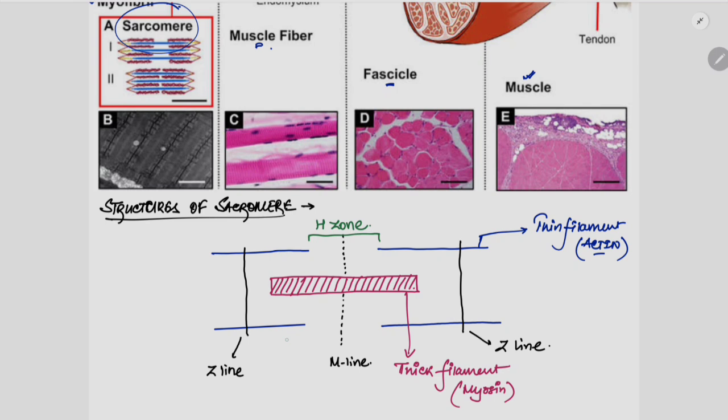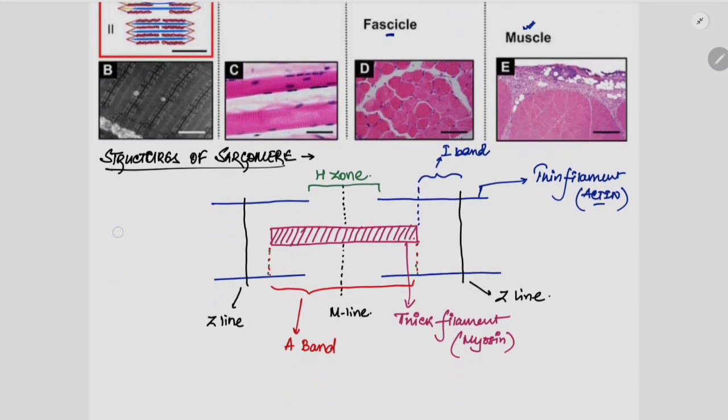And there is the A band. This is known as the A band. Sorry, it is sarcomere, not sacromere. It is sarcomere. Okay, and the length between one end of the thick filament to the Z line is known as the I band.